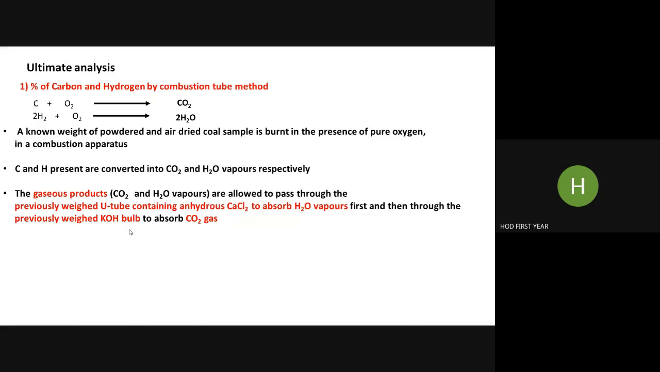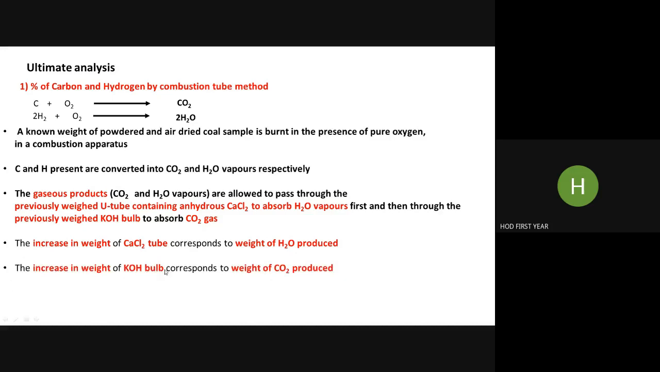That increase in weight of the KOH bulb is the final weight at the end of the experiment minus the initial weight of the KOH bulb before starting the experiment. That increase in weight is because of CO2, absorbed inside KOH. That is what is written here. The increase in weight of the calcium chloride tube corresponds to the weight of H2O produced, and the increase in weight of the KOH bulb corresponds to the weight of carbon dioxide produced. That's all. It is finished.